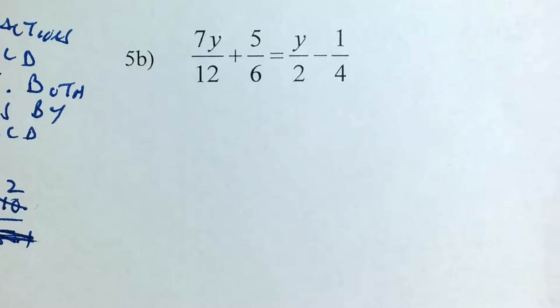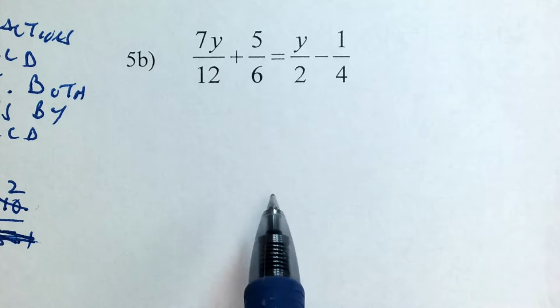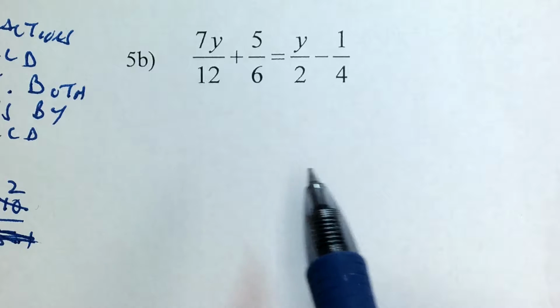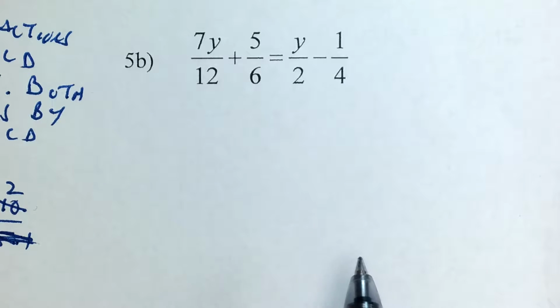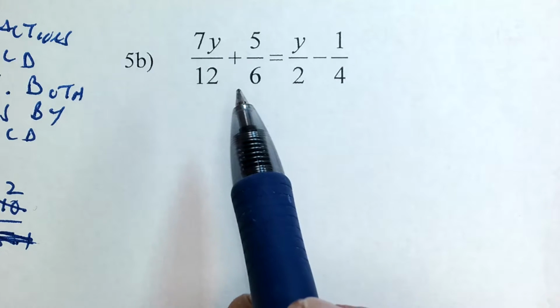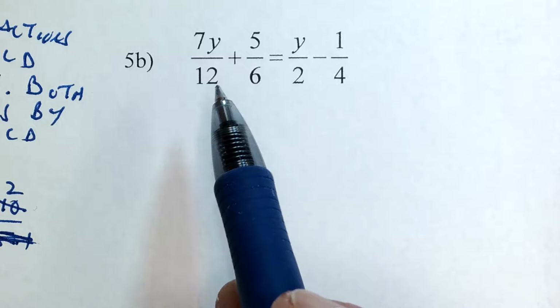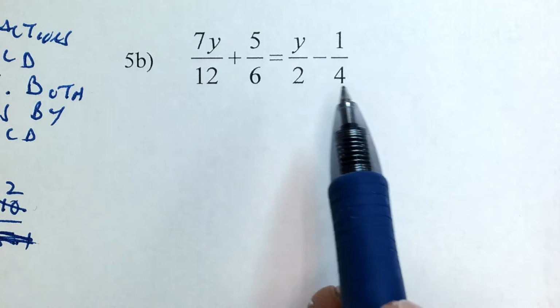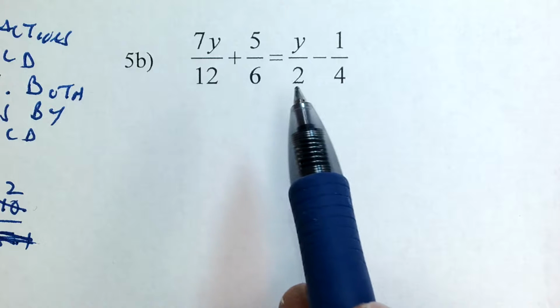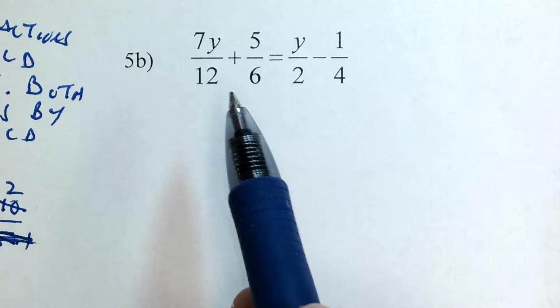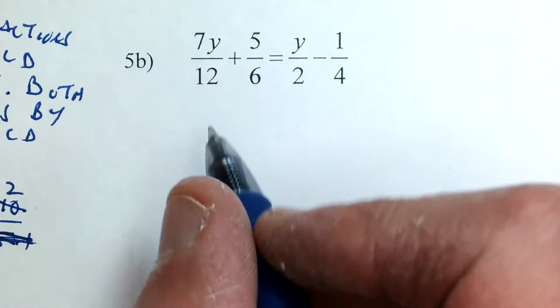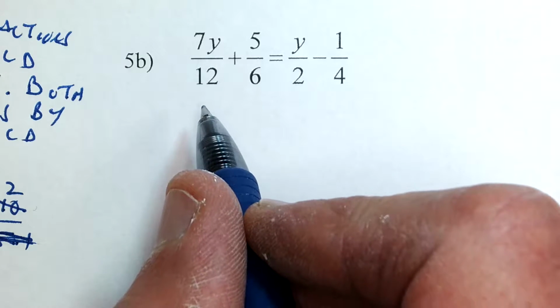Okay, so let's go ahead and try to solve this. We know that when we go to solve a fractional equation, we have to clear the equation of fractions. So the first thing we look for is a common denominator. If we look at 12, 6, 2, and 4, the common denominator would be 12. And we're going to use that to clear fractions across the whole problem on both sides.